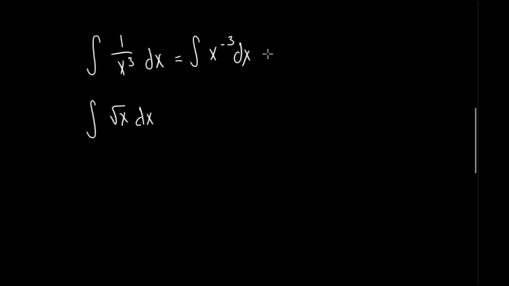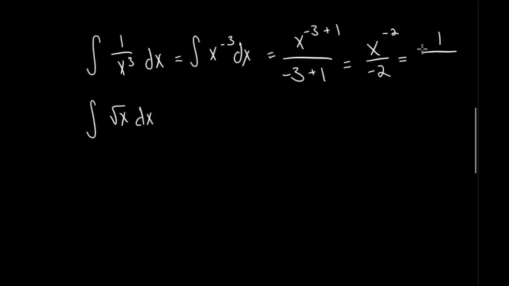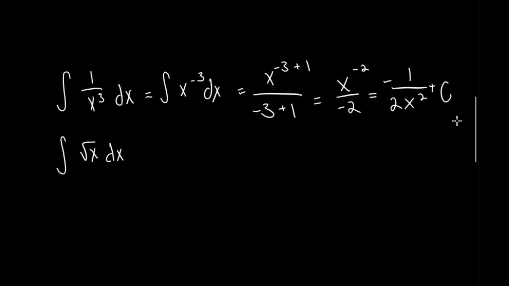So we can apply the same basic power rules where we add 1 to the exponent and divide by the exponent plus 1, and we simply get x to the -2 over -2, and then we can rewrite that as 1 over -2x squared, plus C.